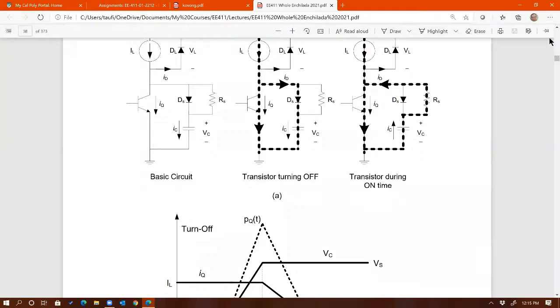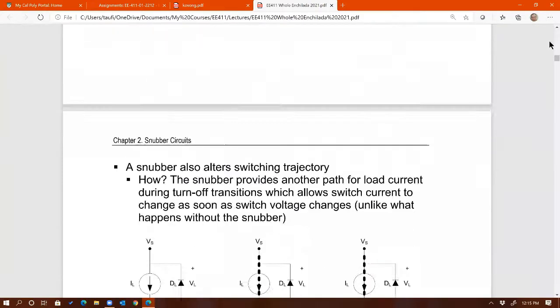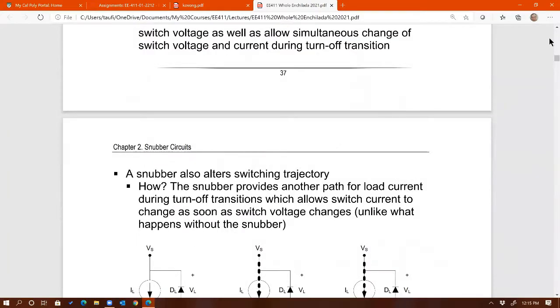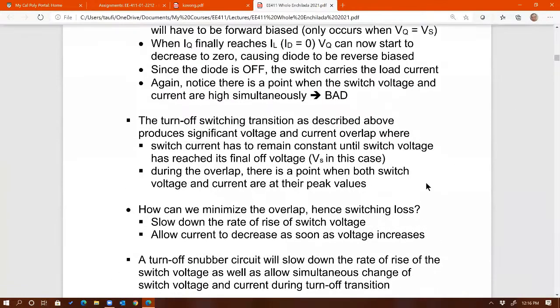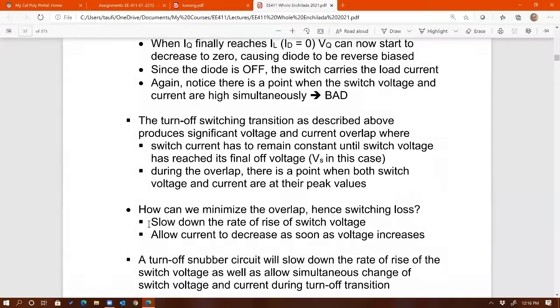To enable the current through the switch to start the transition at the same time as the voltage. I believe I have it on the previous page, right there. So the first approach is to slow down the rate of rise of the switch voltage, and secondly, to allow current, switch current in this case, to decrease as soon as voltage increases.